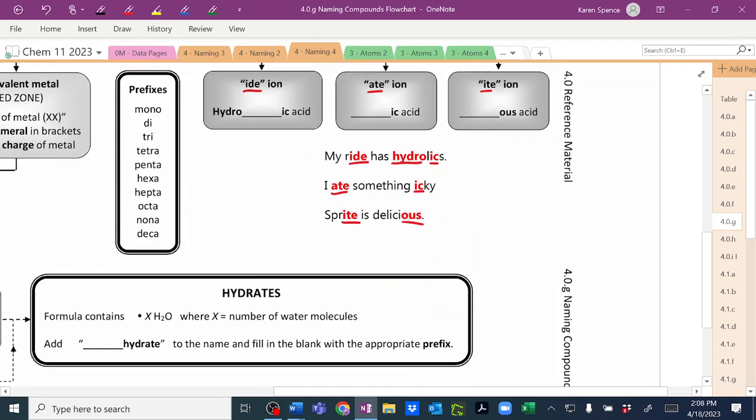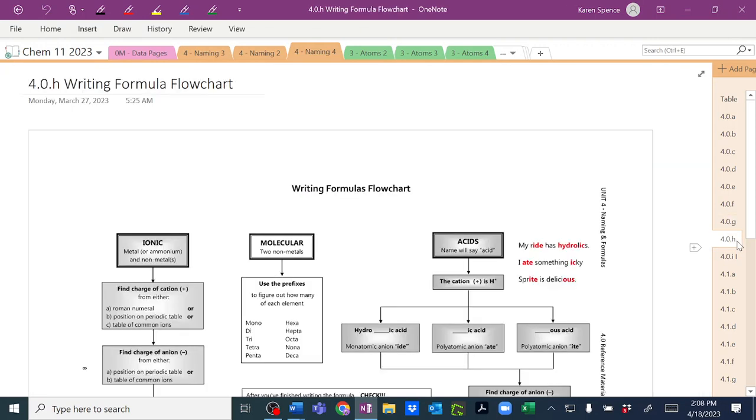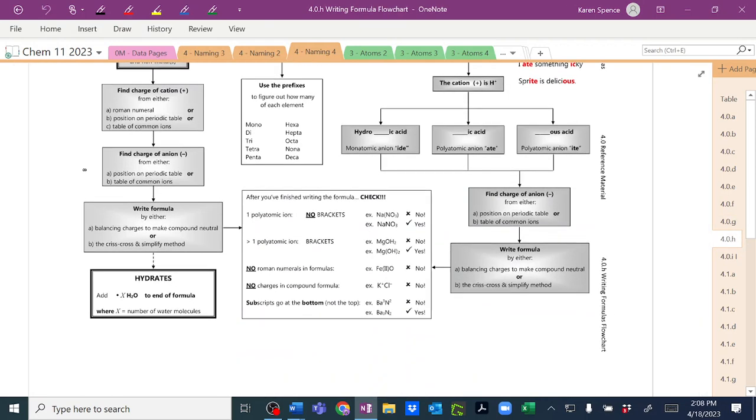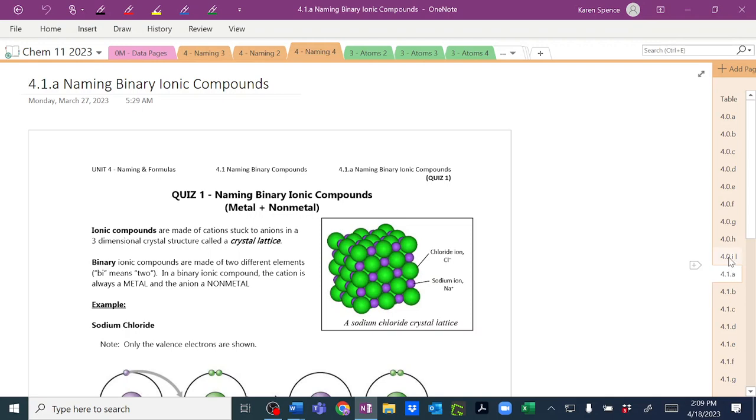If you're working ahead to quiz 11, the hydrates are here, okay? So pages 7 and page 8 give you a little bit more. They include all the stuff that's in grade 11 in addition to the stuff that was in grade 9 and 10. Okay? And I think that's it. Yeah, there's some ionic and acid formula writing methods.